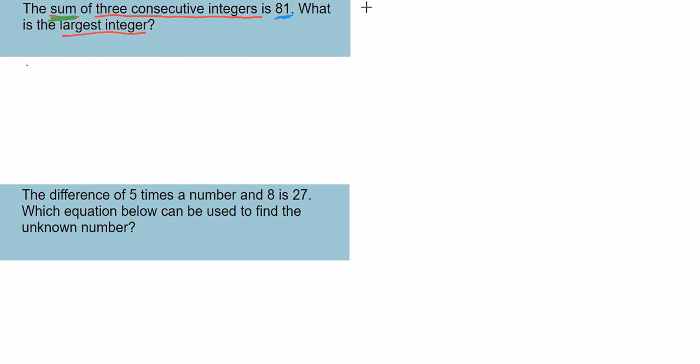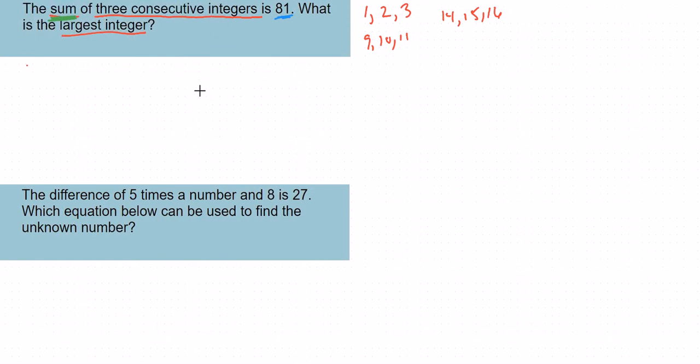So we're looking for three consecutive integers. The word consecutive means in a row. So 1, 2, 3, 9, 10, 11, 14, 15, 16. Those are all numbers in a row. Those are three consecutive integer examples. I need three of them that their sum, their addition, will equal 81. So I have a lot to start from.